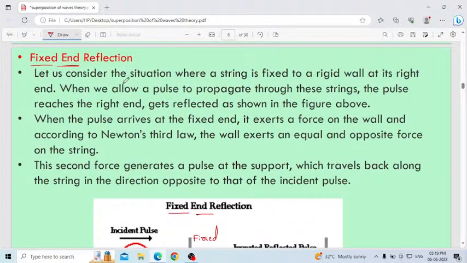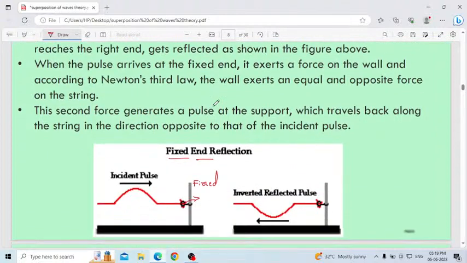Let us consider the situation where a string is fixed to a rigid wall at its right end. When we allow a pulse to propagate through this string, the pulse reaches the right end and gets reflected as shown in the figure. Consider this is the pulse of a sound wave. When this pulse reaches the fixed end, it gets reflected in the opposite direction. You can observe the inverted reflected pulse here.